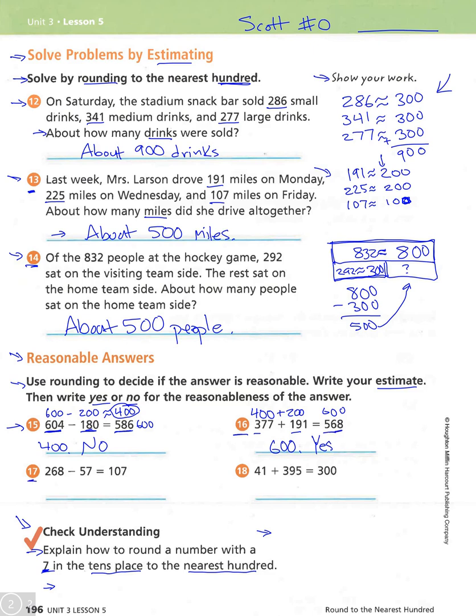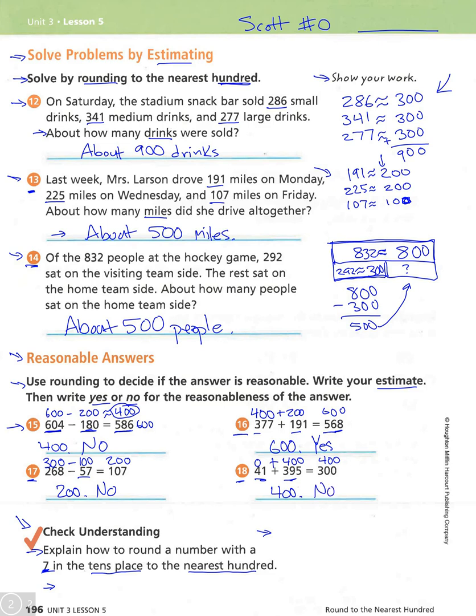Okay, let's look at number 17. 268 rounds to 300 minus this time. 57 is 100. And that would be 200. Well, that's pretty far away from 107. So I'm going to say the answer is 200, and no, it's not a reasonable answer. So let's look at number 18. 41 rounds to 0. 395 rounds to 400. And if we add those together, we get 400. Well, that's pretty far away from 300. So here's our answer, 400, and I'm going to say no.